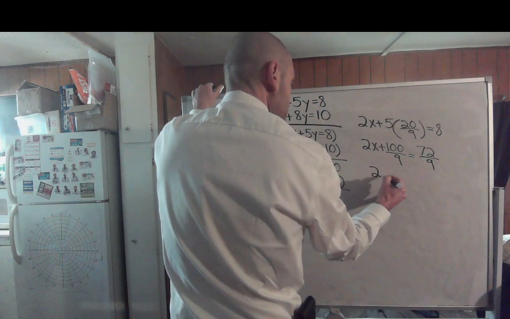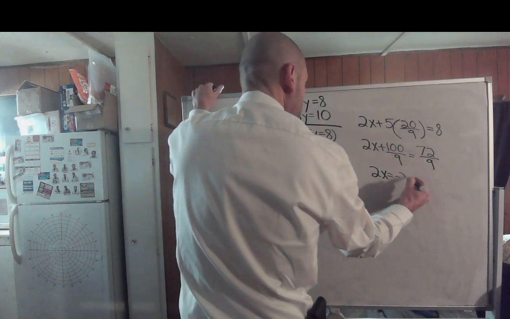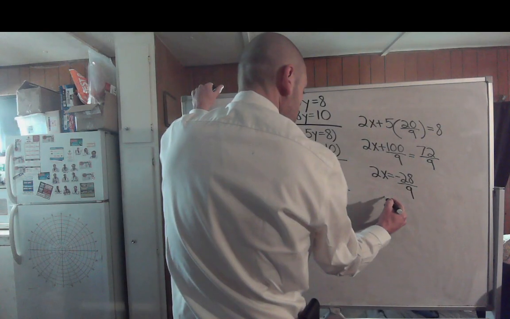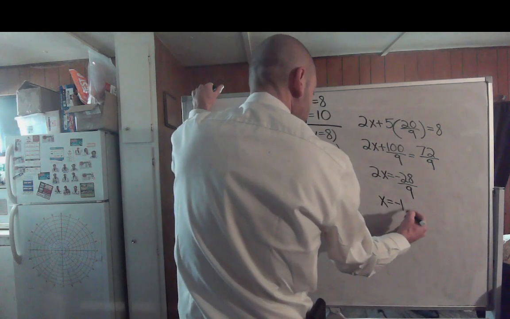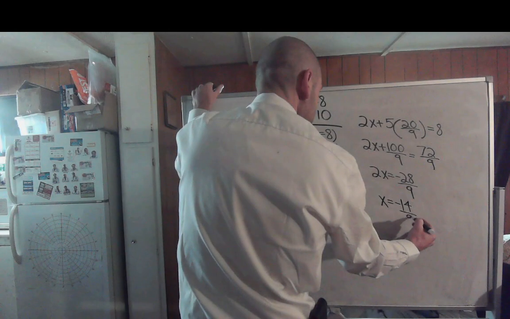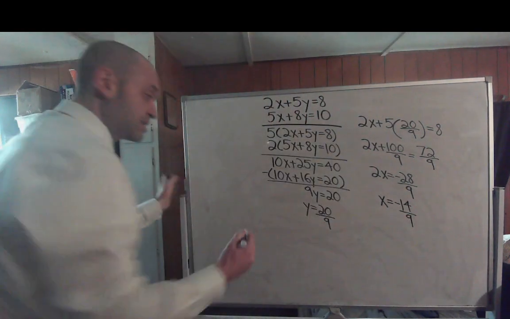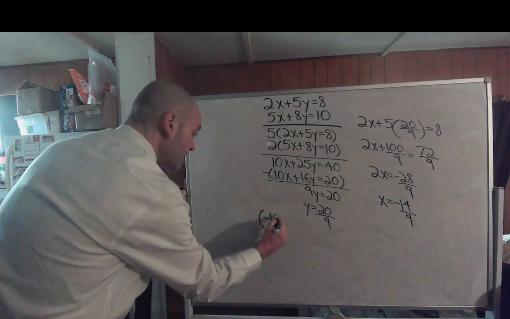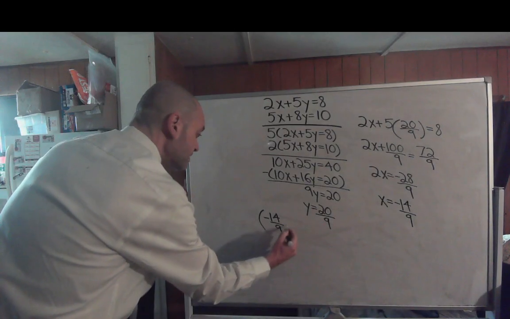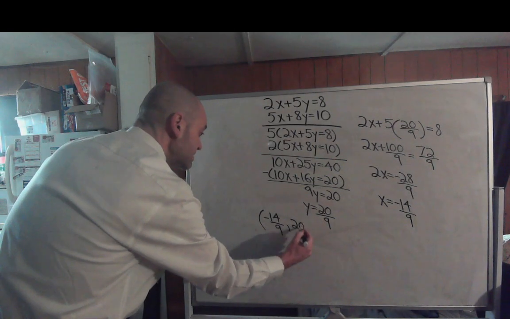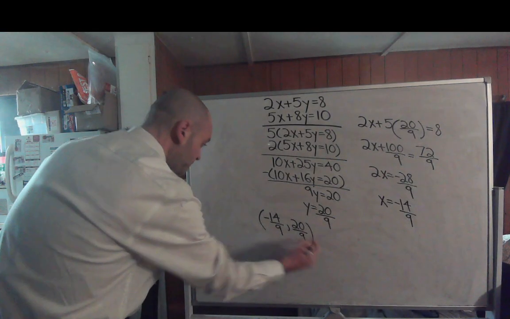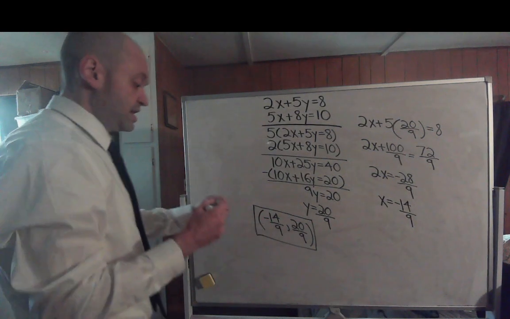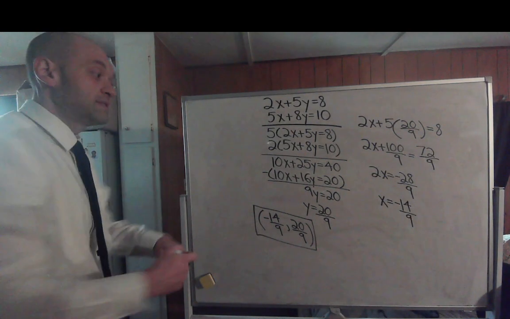So that means that 2x would equal -28/9, which means that x itself would be -14/9. So we found the x-coordinate. That means these two lines intersect at the ordered pair -14/9, 20/9. So the solution to this system is -14/9 and then 20/9.